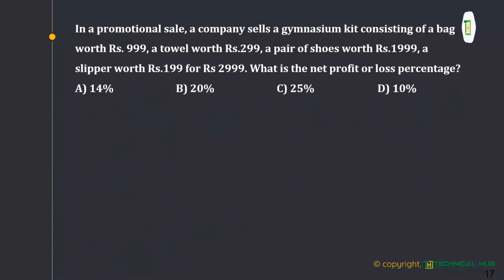The last question for today's session. In a promotional sale, a company sells a gymnasium kit consisting of a bag worth rupees 999, a towel worth 299, a pair of shoes worth 1,999, and a slipper worth 199 for rupees 2,999. So what is the net profit or loss percentage?